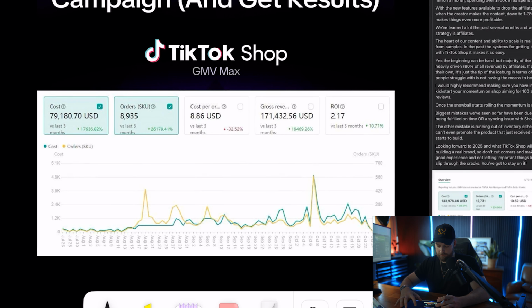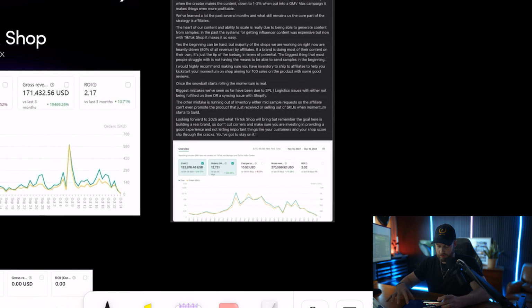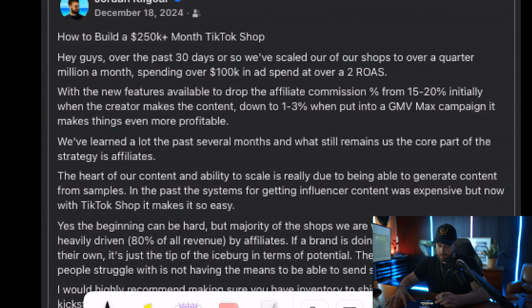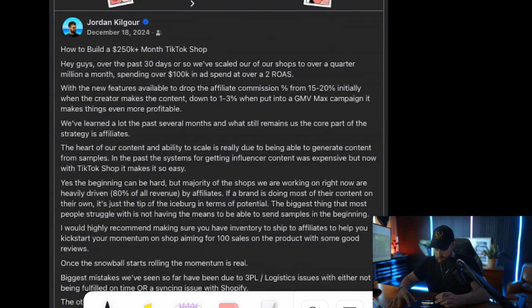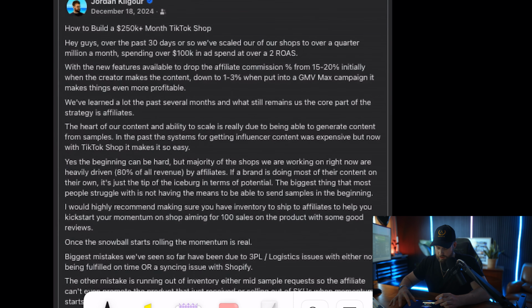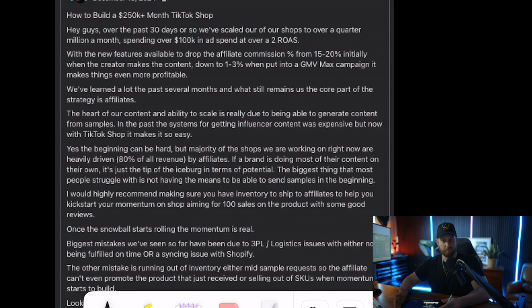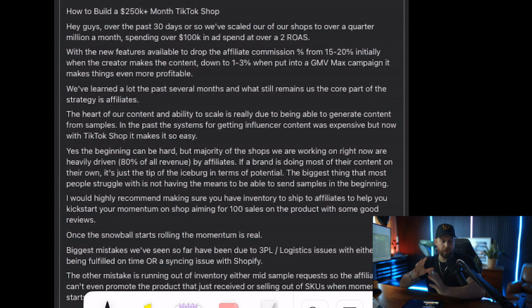Here are a couple of screenshots of some results that we've generated on GMV Max. You can see here we spent 80 grand and generated 171 grand with a 2.17 ROI. The reason I'm making this is because about a year ago, at the time of recording this video, I made a post on my Facebook about how we built a 250K a month TikTok shop. And over the past 30 days, we've scaled the shops, and over the last quarter, to $1 million a month, spending over 100K in ad spend at over 2 ROAS.